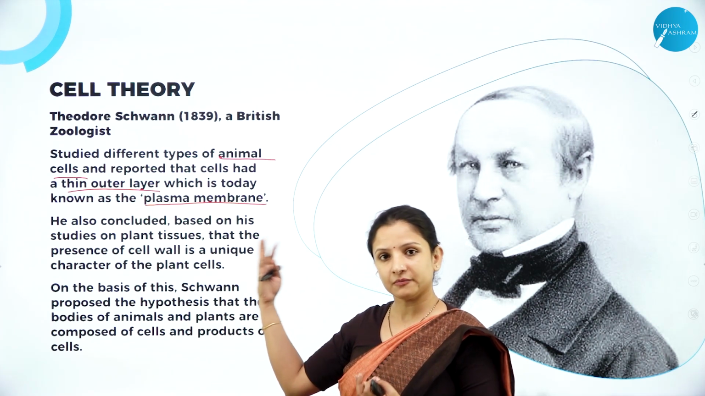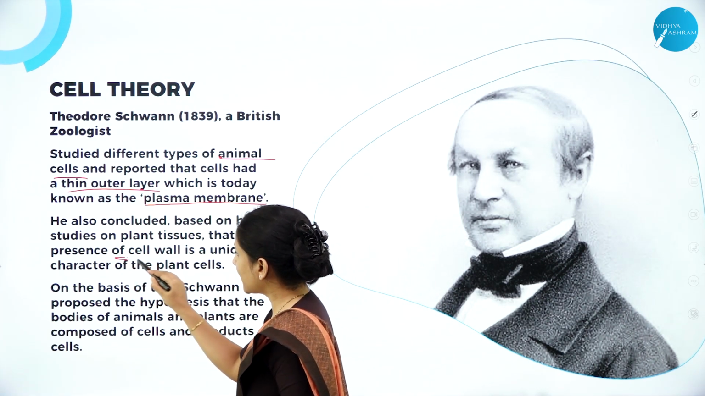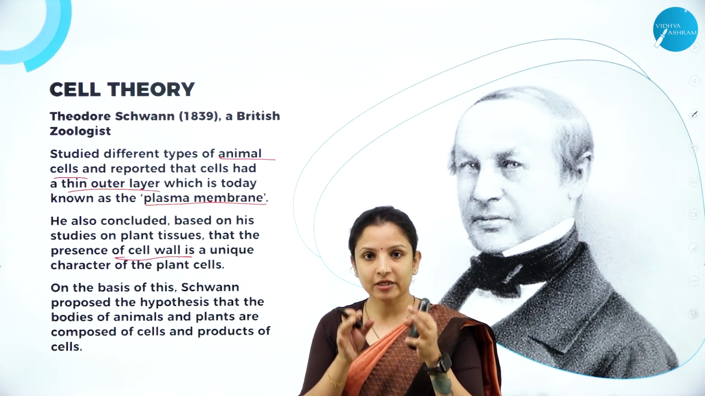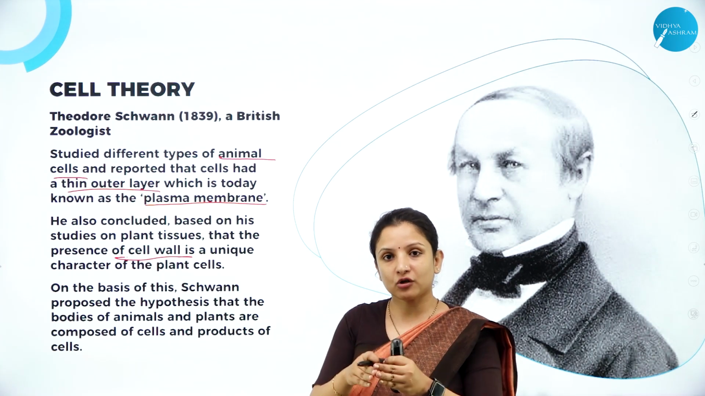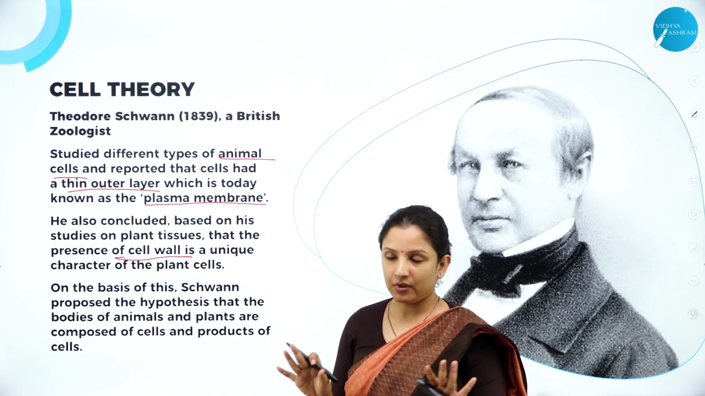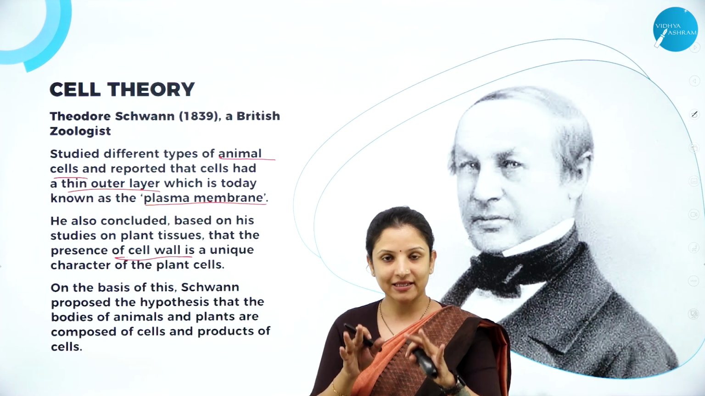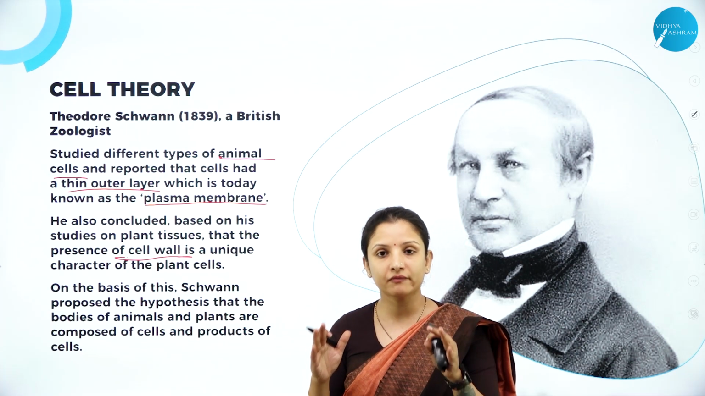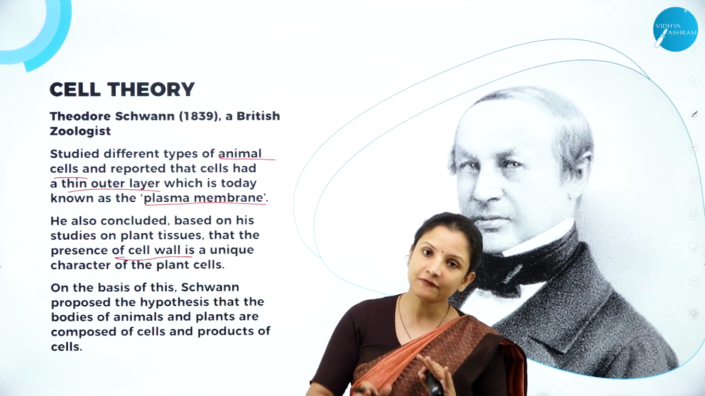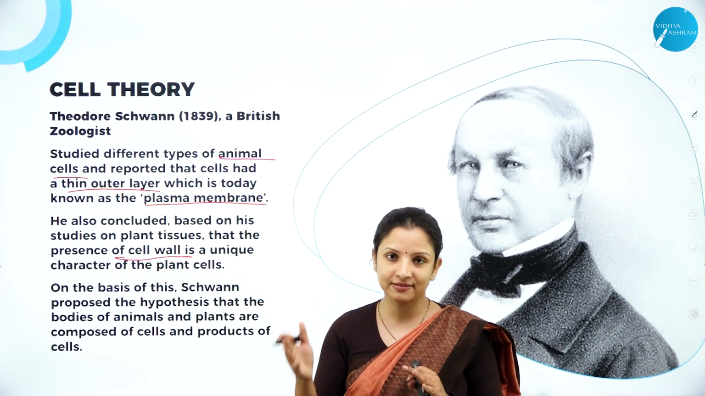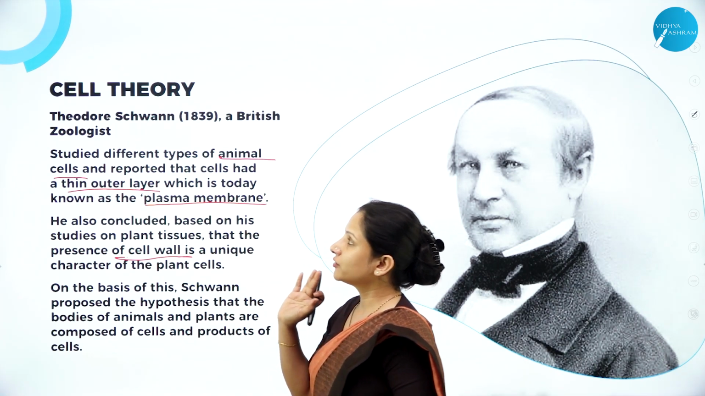Apart from studying animals, he also studied plants, and he said that in plants there is presence of a cell wall, and this characteristic is quite unique to the plant because the cell wall is absent in animals. So, what did Theodor Schwann find out? He discovered that animal cells have a thin outer protective layer called the plasma membrane, whereas the plant cell, apart from having a plasma membrane, also has a cell wall, and that cell wall is not found in the animal cell. That credit goes to Theodor Schwann.